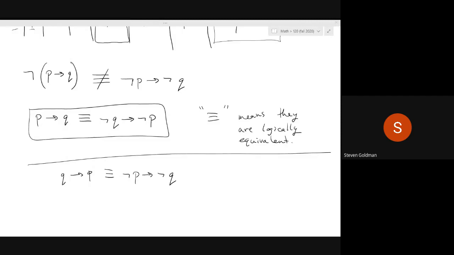Anytime you have any conditional statement and you write down its contrapositive, the contrapositive will be logically equivalent to your statement. For any conditional statement, you write down its contrapositive, it will be logically equivalent. Any other questions?